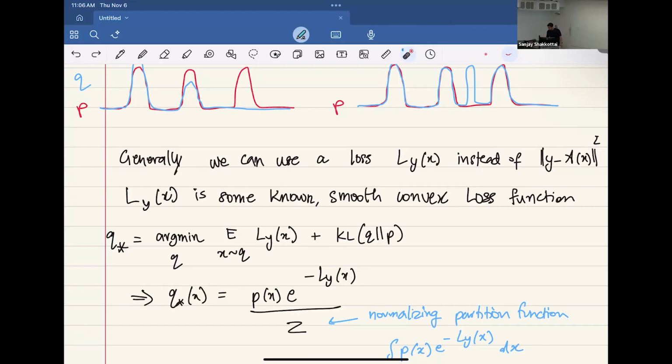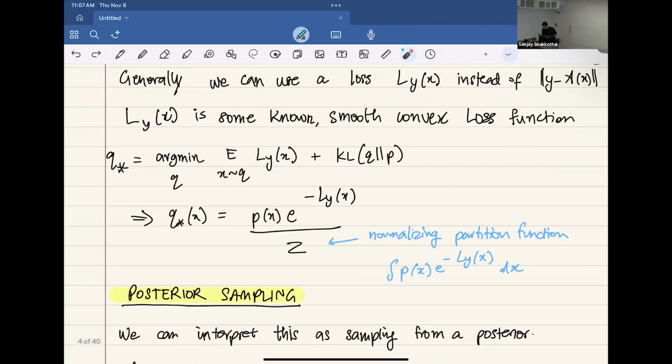The one thing that we will assume later, though this is not super important today, is that it's smooth and convex. But the important thing is that we know it completely. So we know this loss, we can backpropagate through it, and these kinds of things we can do, and it's nice.